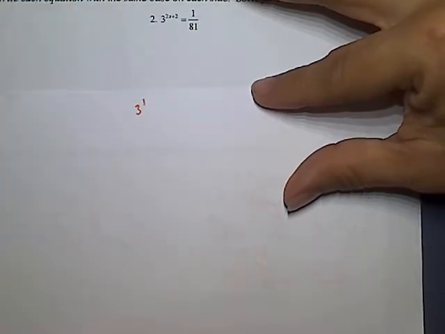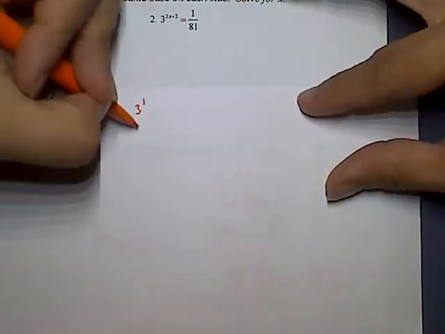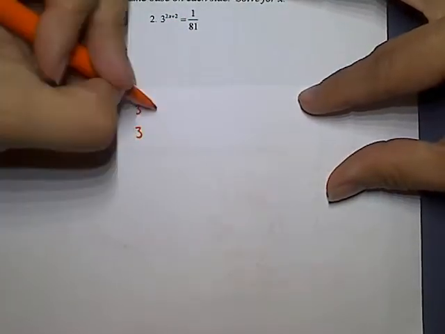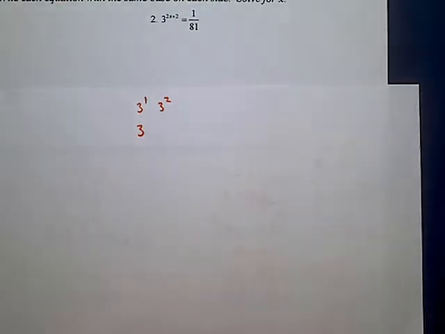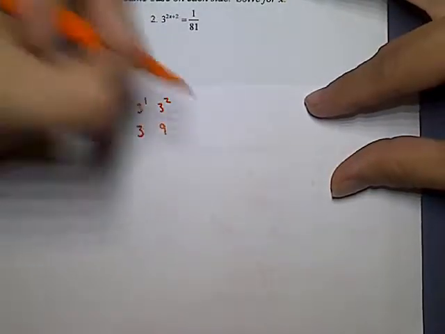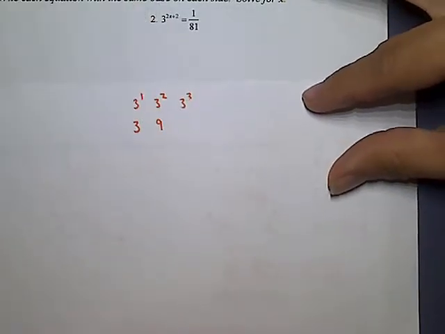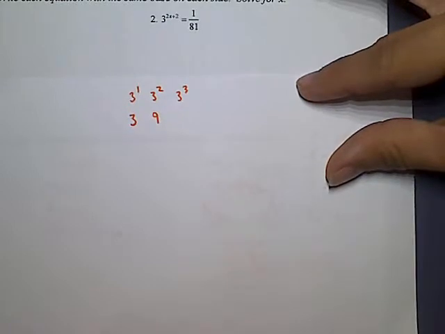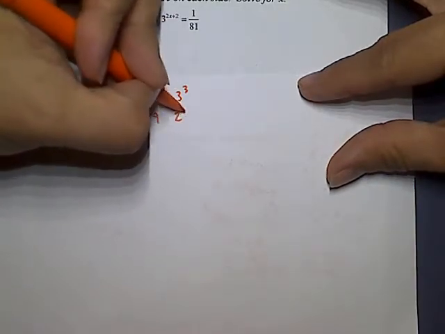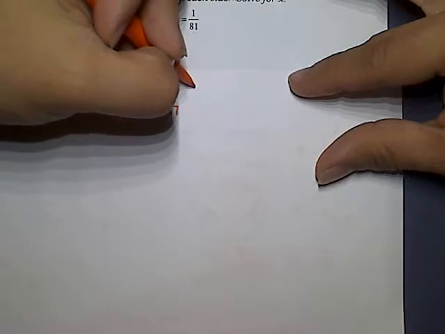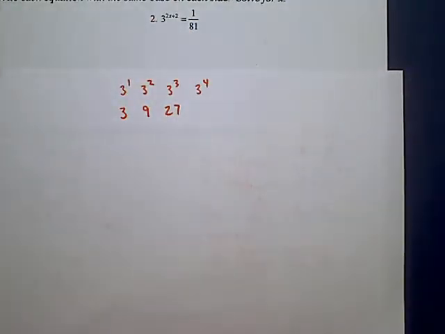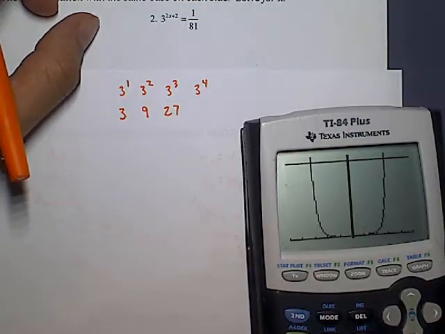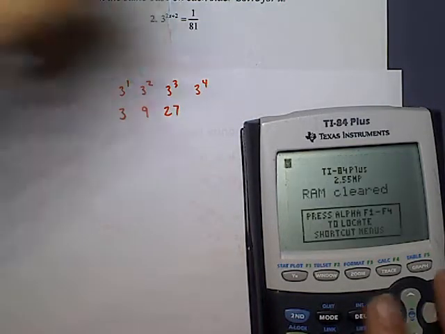What is 3 to the power of 1? It is 3. What is 3 to the power of 2? In other words, 3 times 3? 9. Then what is 3 cubed? It is 27. One more. What is 3 to the power of 4? And if you're in doubt, of course, you may use your calculator. It is 81.